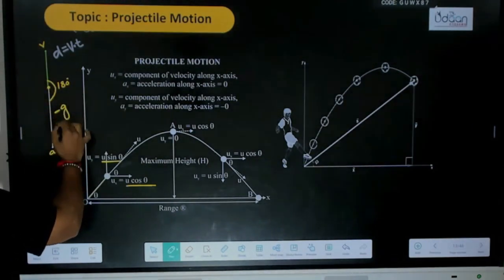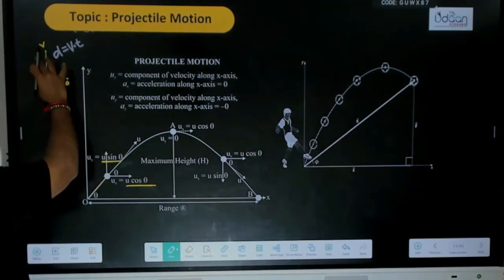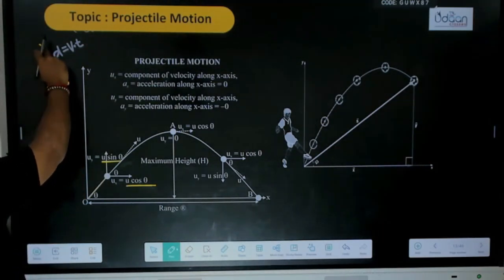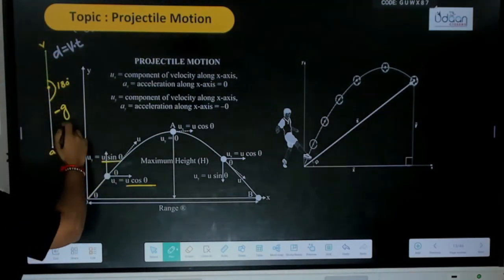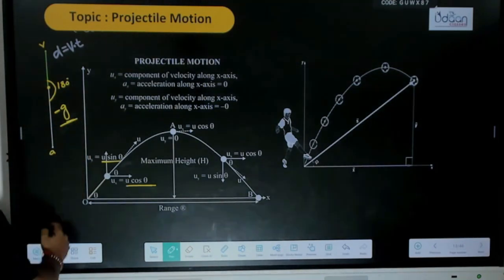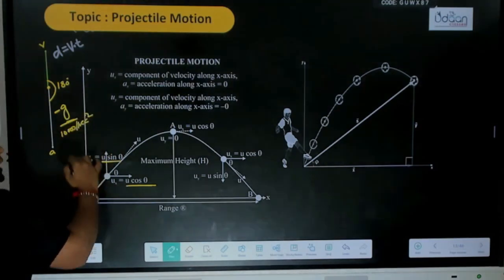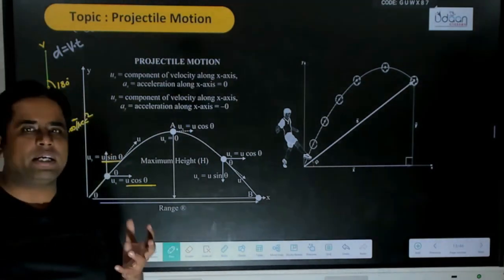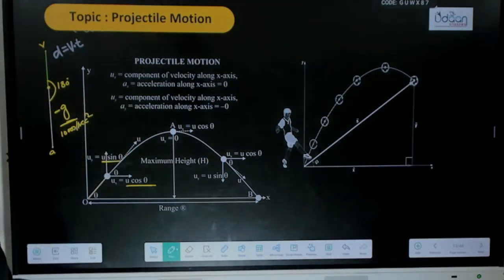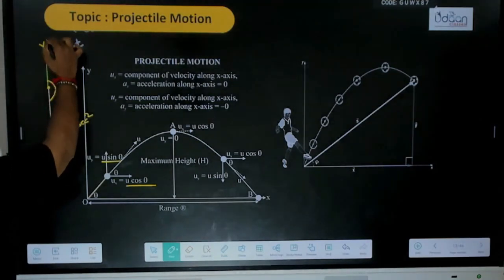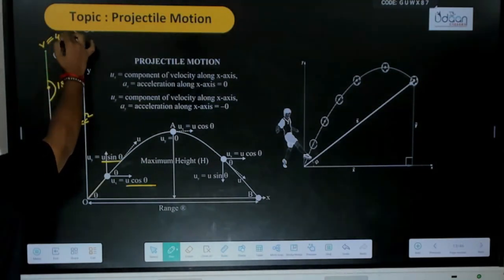So what will happen is that every second the value of velocity will decrease by 10, because the value of g is almost 10 meter per second square. So every second the velocity will decrease by 10. Means, the velocity has been given as 40 meter per second.